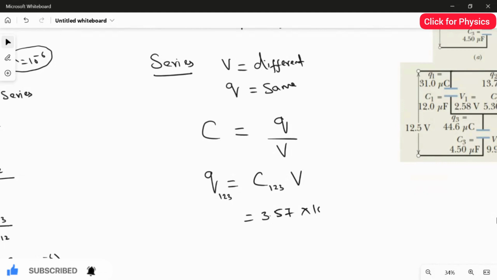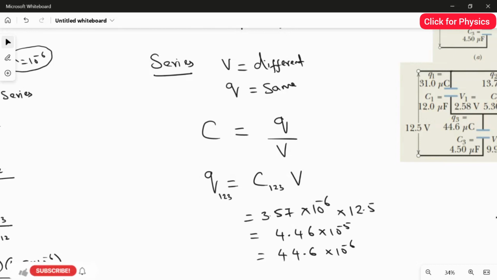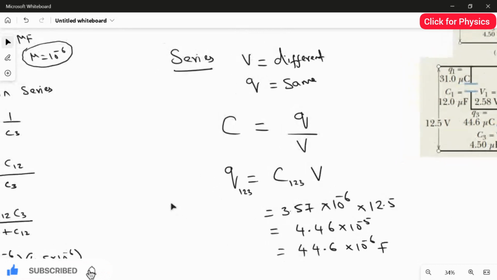3.57 multiplied 10 power minus 6, and the potential you applied is 12.5 across all these three, right? So 12.5 volt you applied. When I multiply, I got 4.46 multiplied 10 power minus 5. Because all the capacitor values are given in terms of micro, better we rewrite this number in terms of micro. So I can write this as 44.6 multiplied 10 power minus 6 farad, because this is in terms of micro. Clear? Understand? Okay.